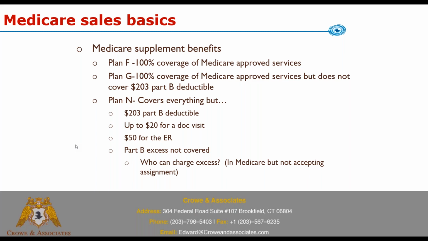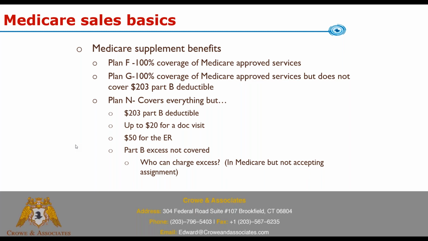And really, Plan N's pretty easy. It's very similar to a G. N doesn't cover the $203 Part B deductible, just like G. The only other difference is, on a G, once you pay your $203 Part B deductible, you're covered. On an N, once you pay your $203 Part B deductible, you're covered, except a primary or specialist doctor can bill you up to $20.